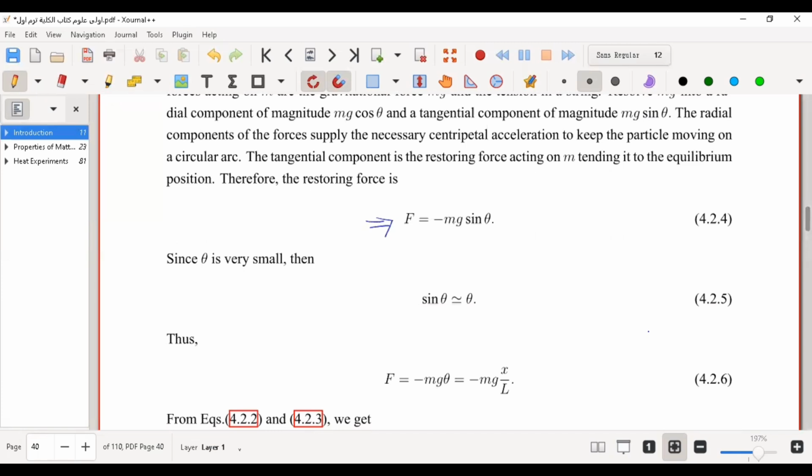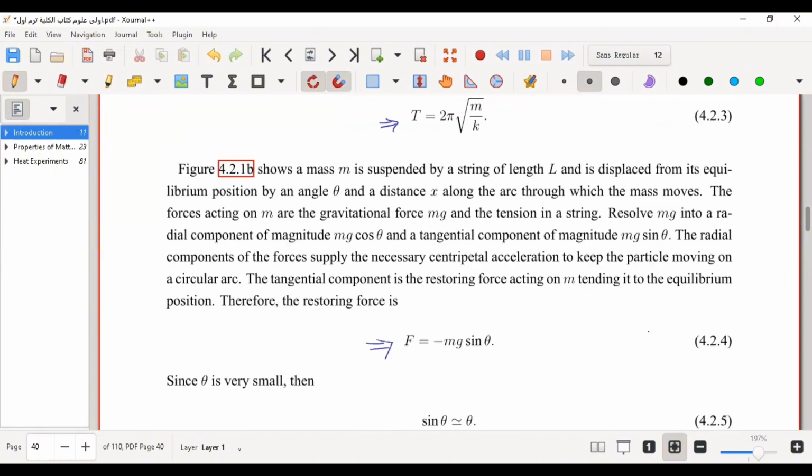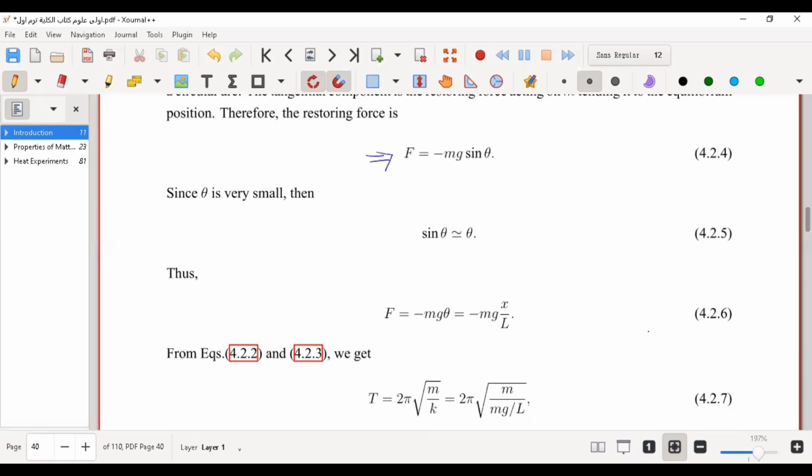And this is the restoring force. When theta is very small, sine theta approximately equals theta. And this approximation is valid for theta lower than 10 degrees. So this means we can write this formula, minus mg theta, like this. So F, the restoring force, equals minus mg theta.